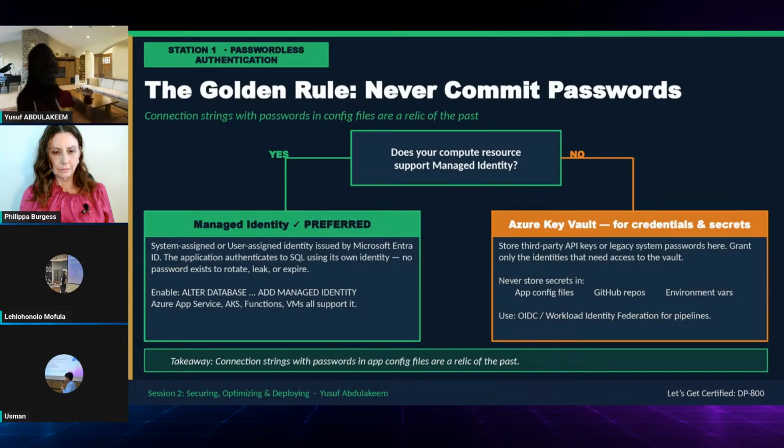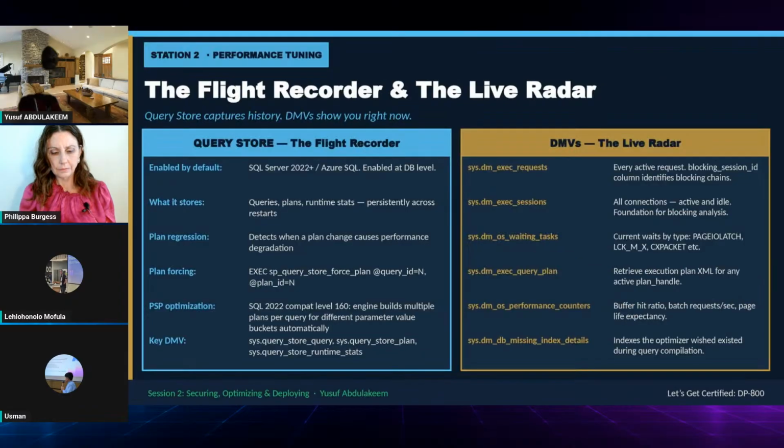Now, what is the golden rule? Never commit passwords. Connection strings with passwords in config files are a relic of the past. That is, does your compute resource support managed identity? If it does, then there is a system-assigned or user-assigned identity issued by Microsoft Entra ID, and the application authenticates to SQL.